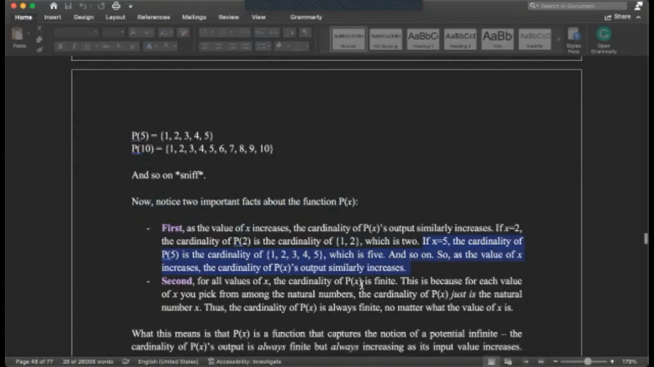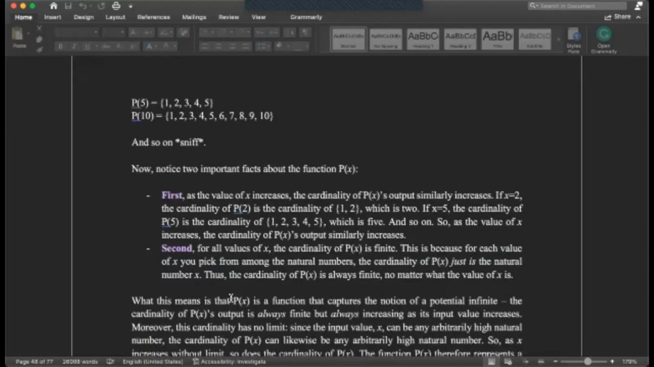The second thing to notice about the function P of x is that for all values of x, the cardinality of P of x is finite. This is because for each value of x you pick from among the natural numbers, the cardinality of P of x just is that natural number x. Thus, the cardinality of P of x is always finite, no matter what the value of x is. So again, if you plug x equals 5 in, the cardinality of P of 5 is itself 5, and so on. So the cardinality of P of x is always finite, no matter what value of x you plug in.